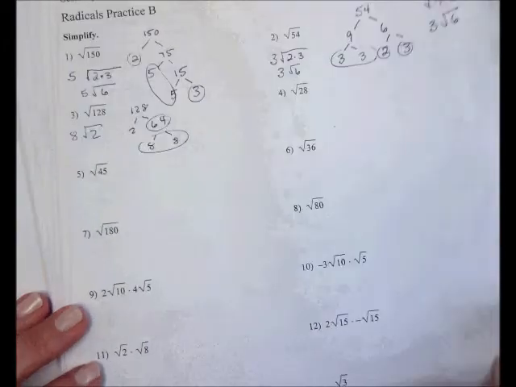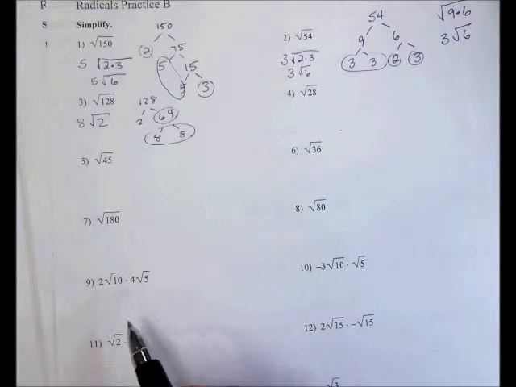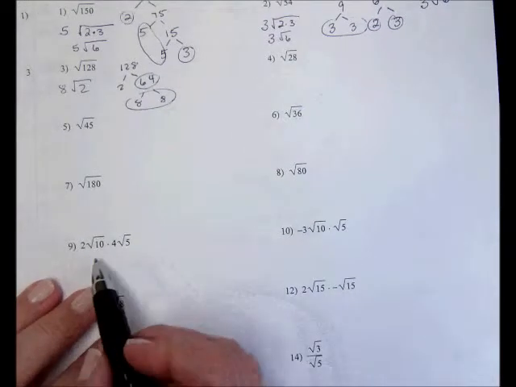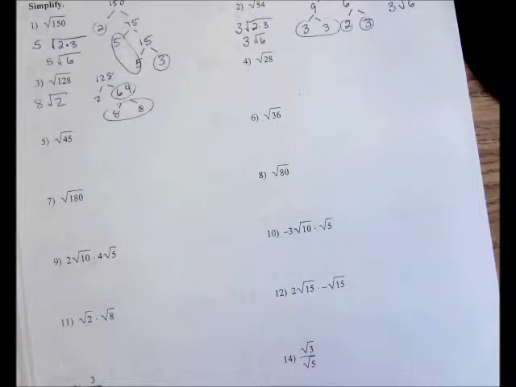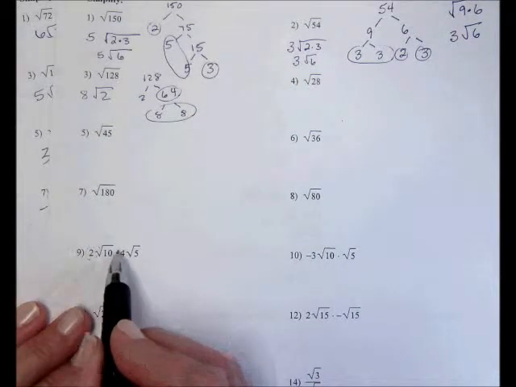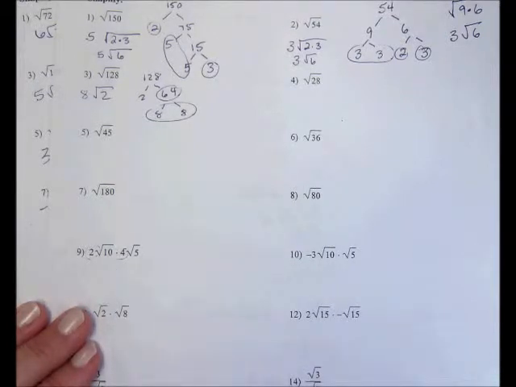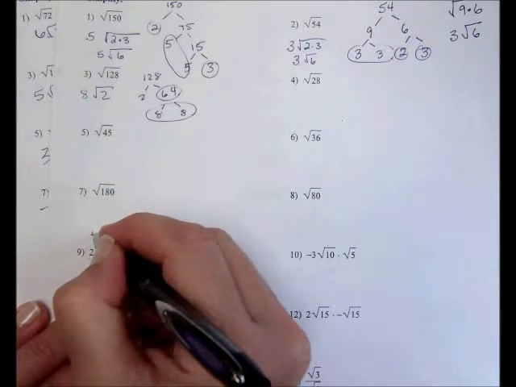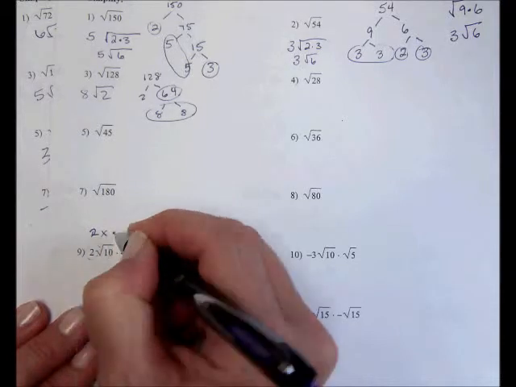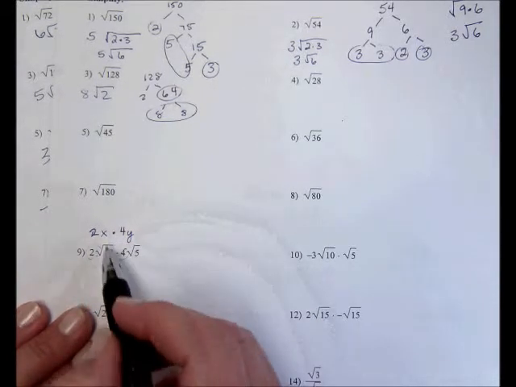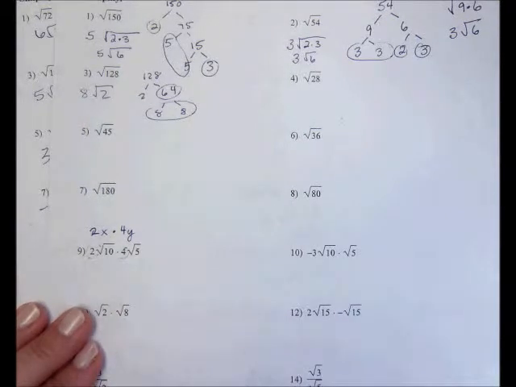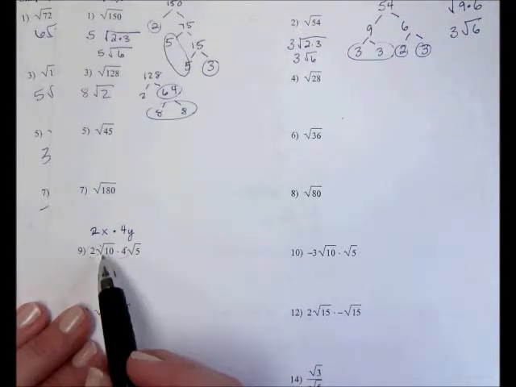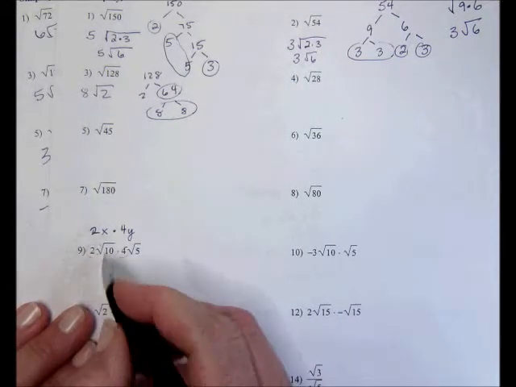Moving along to different problems, we have problems like number 9, and this is where I'm multiplying two radicals together. Now, when I'm doing this, I know I can only multiply like the integers together. It's kind of like coefficients. If maybe this was 2x times 4y, where x is going to be the square root of 10 and y is going to be the square root of 5, in this case, I just multiply my coefficients.